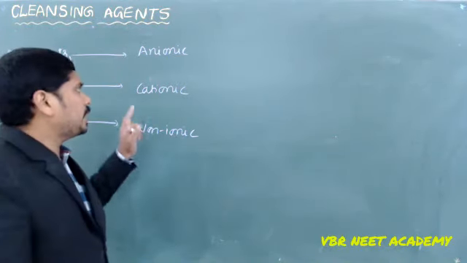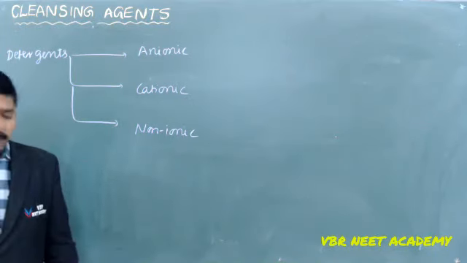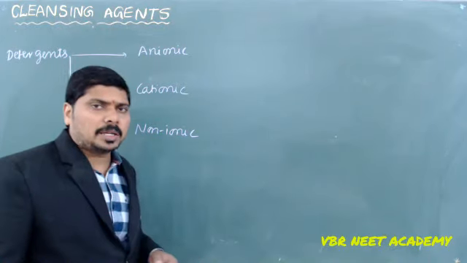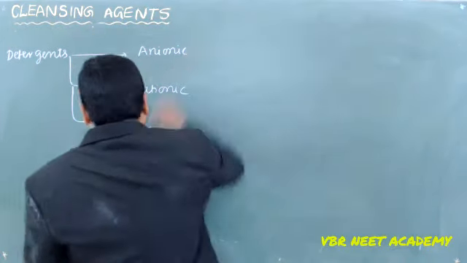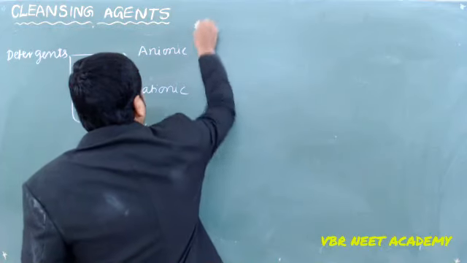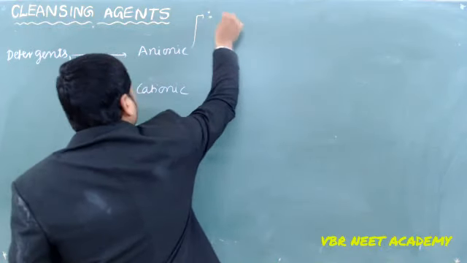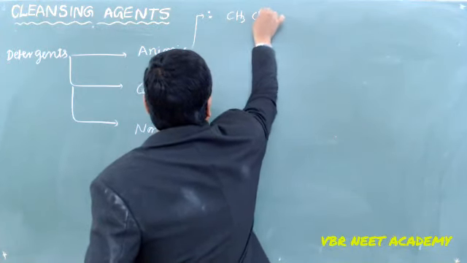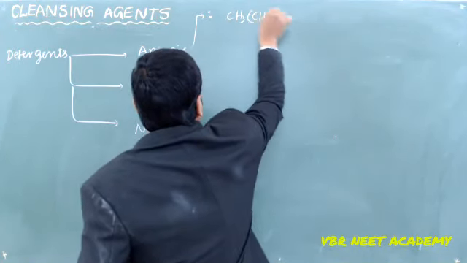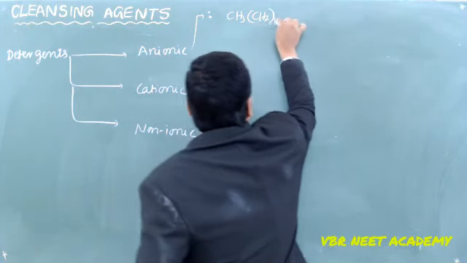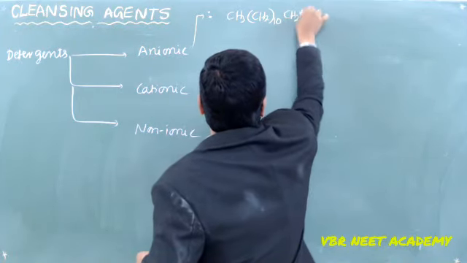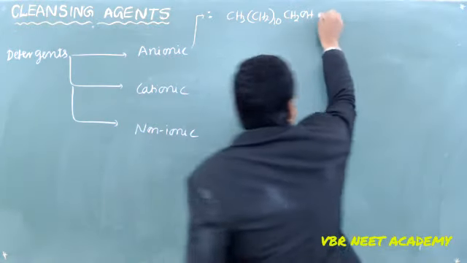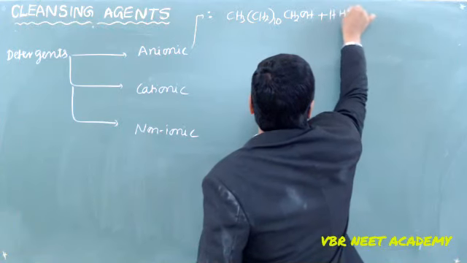How do we get anionic detergent? In this, the anion part will be larger, so that we get an anionic detergent. Say for example, we take lauryl alcohol, CH3(CH2)10CH2OH. This is lauryl alcohol, which reacts with H2SO4.